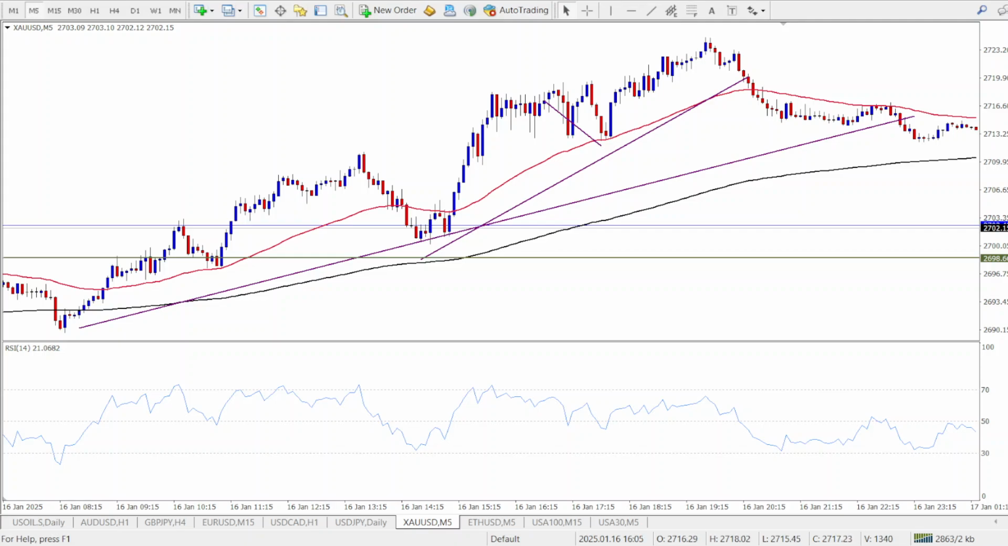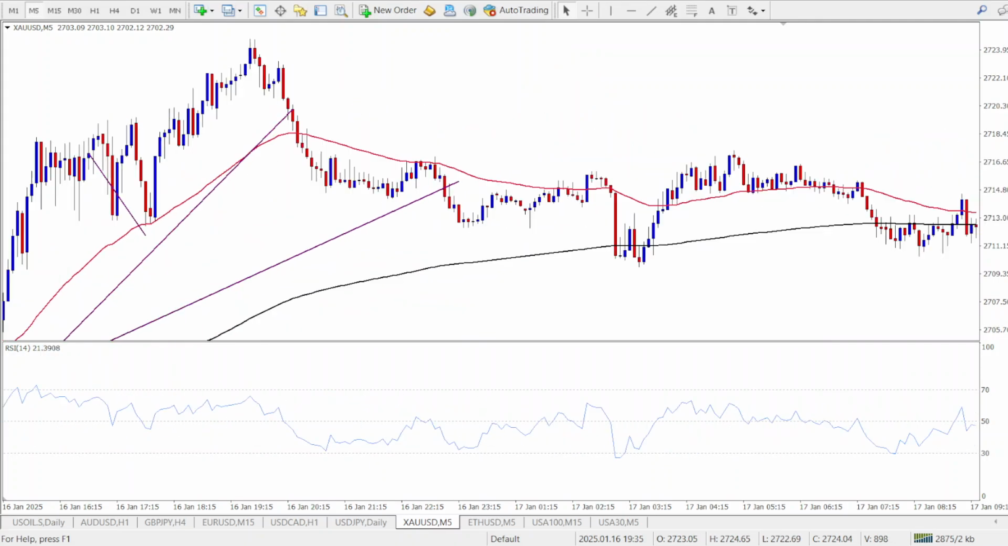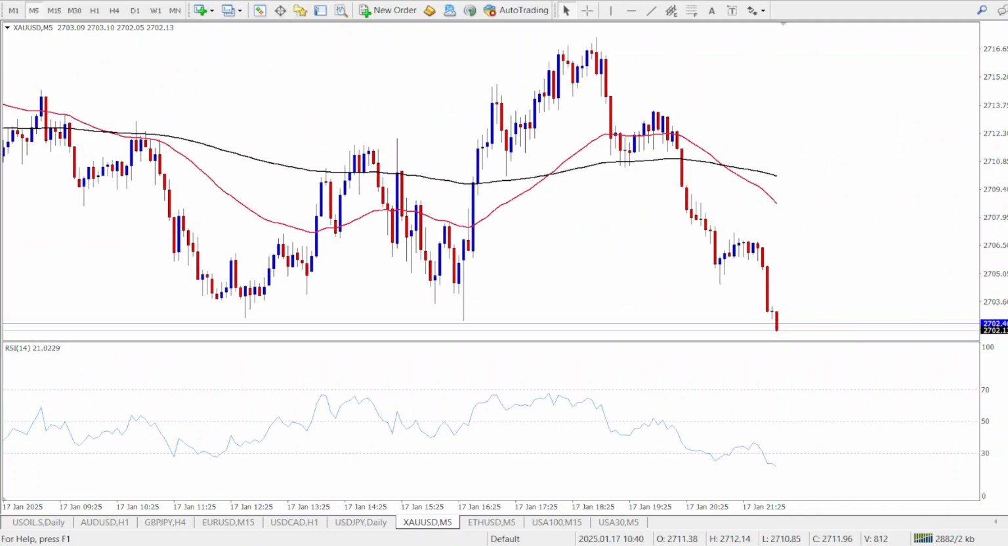Now, the combination of the EMA and RSI helps you time your trades perfectly, allowing you to capitalize on those quick price movements in the gold market.